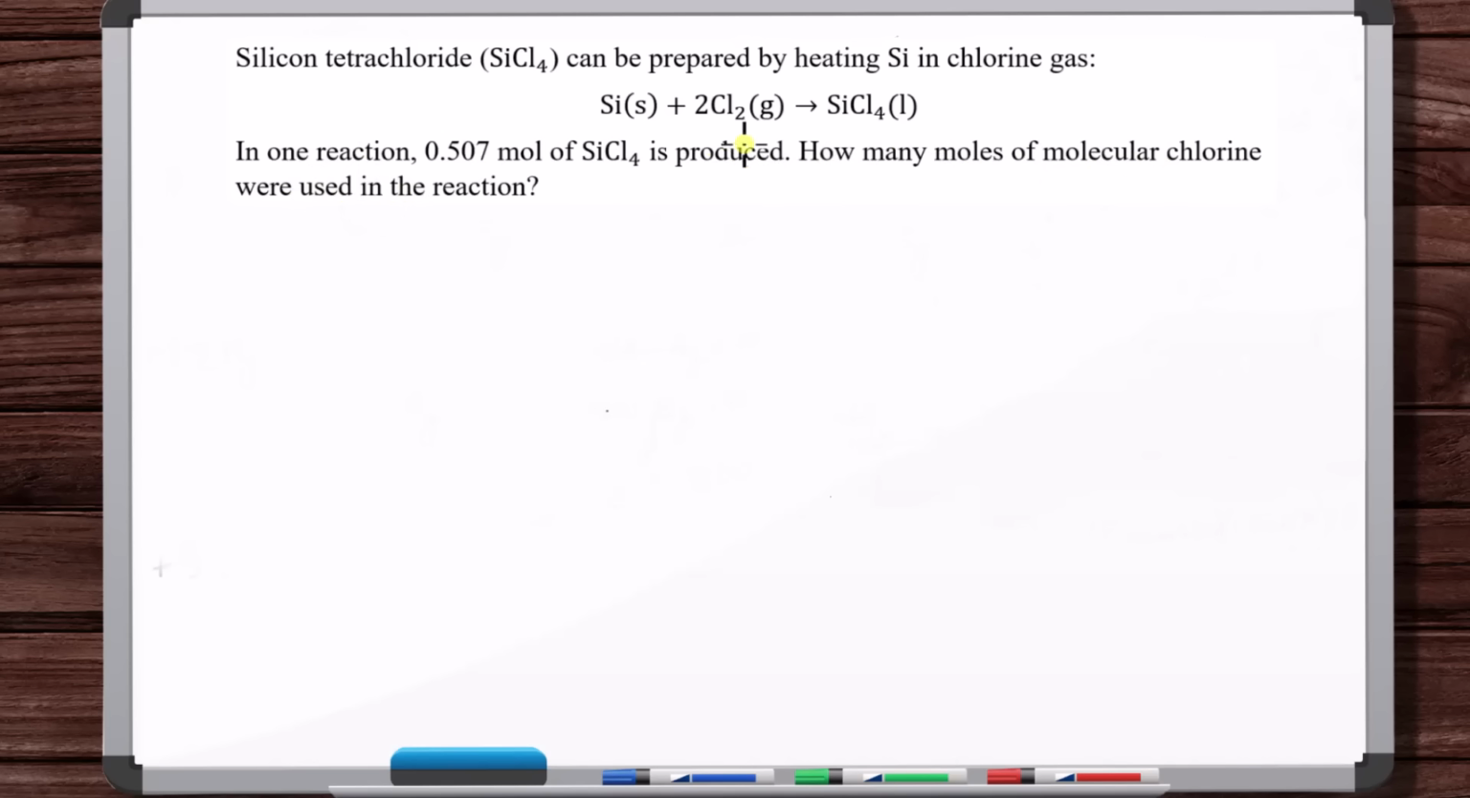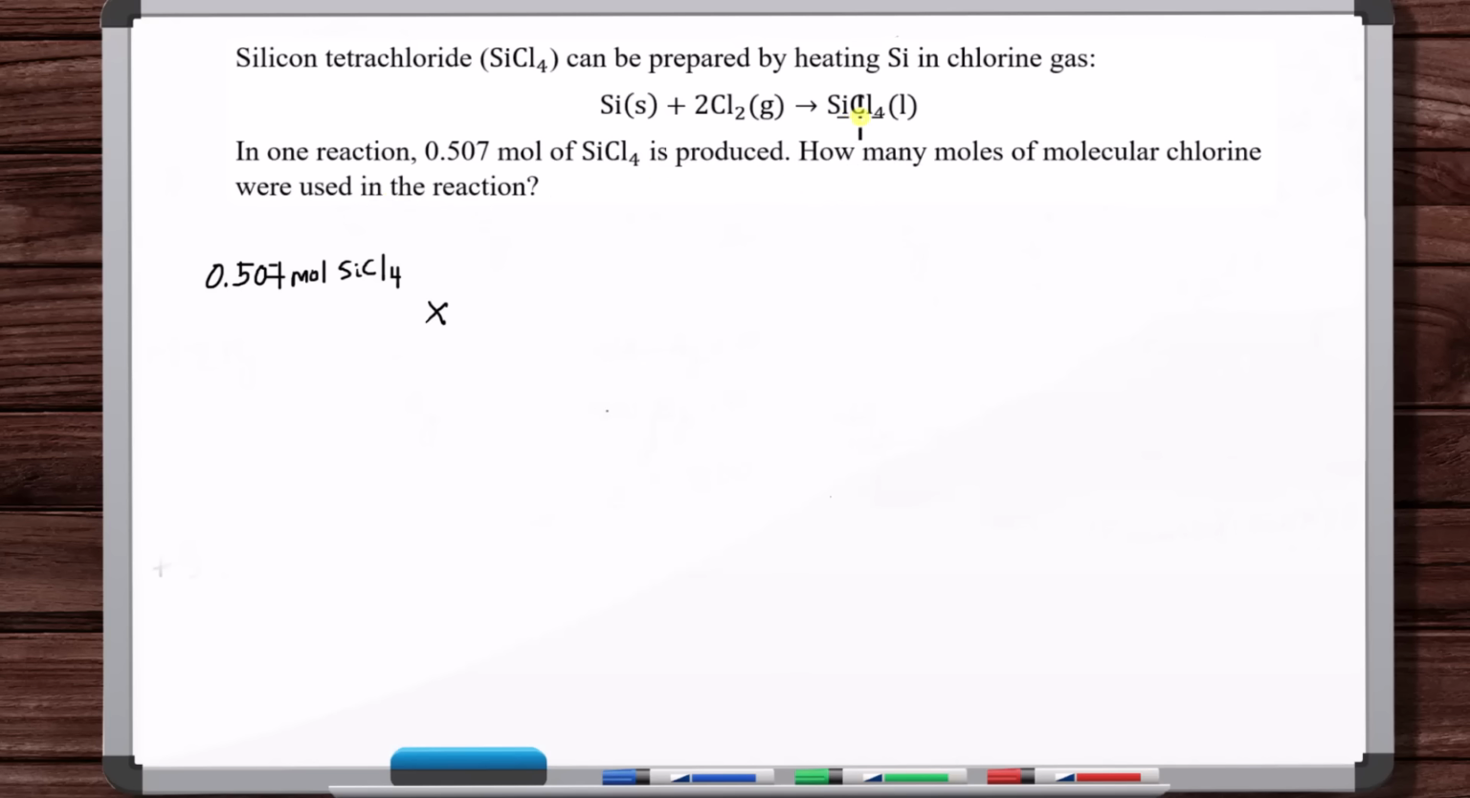Okay, so the first thing you want to do with these problems is you're going to be given an amount of something, because you have to have something to start with. They tell us that 0.507 moles of SiCl4 is produced. So first, just write that out. Now we're going to use the stoichiometric equivalencies to find what the question is asking. It's saying how many moles of molecular chlorine were used in the reaction.